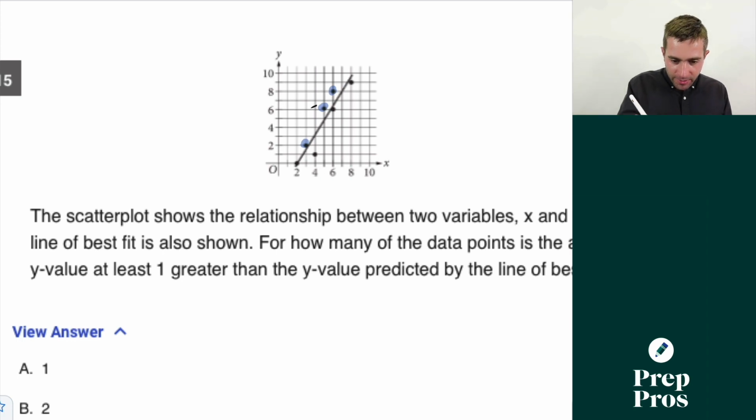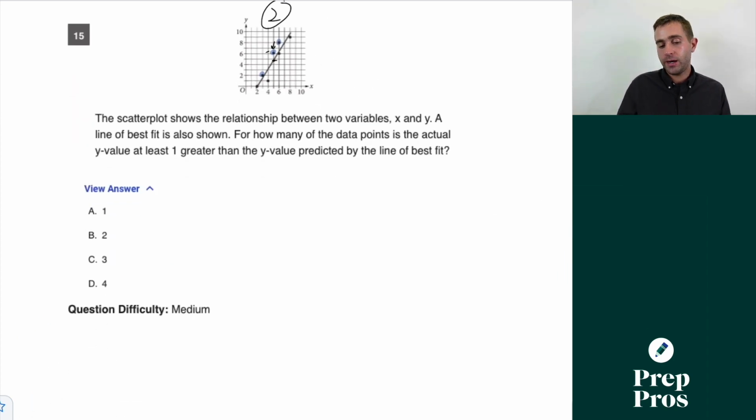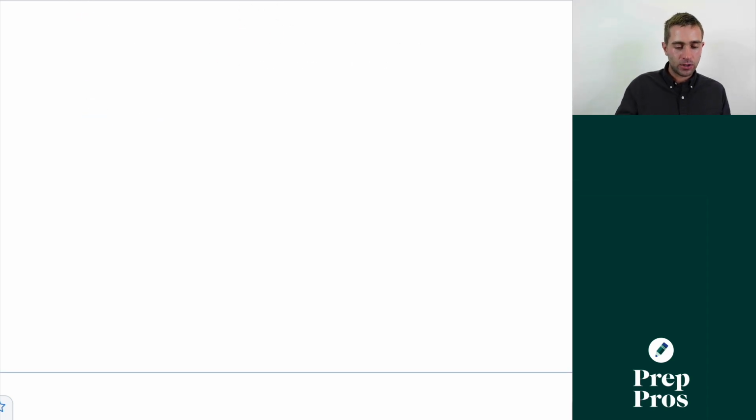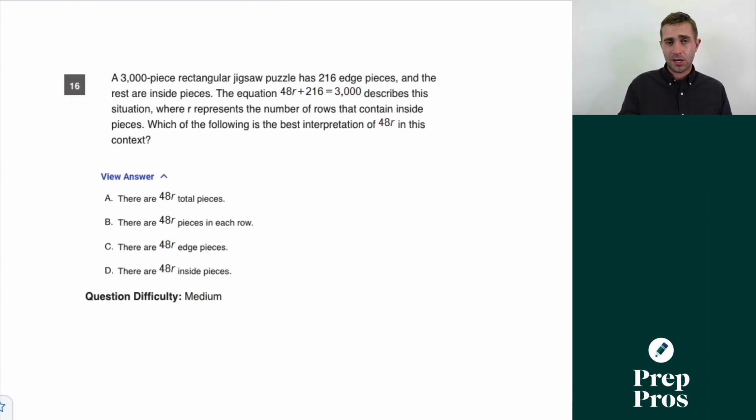So this one here is a little bit tricky, but it looks like at the point 5, our predicted value is a little bit under 5, and our actual value is a touch above 6. So that's going to give us one value that's more than one greater. And this one is clearly more than one greater than the predicted value. So we're going to have two values that are at least one greater than the y value predicted. So you can see that B is going to be our correct answer here. I'm sure it was a little bit clearer on test day than the picture I took of the questions here.